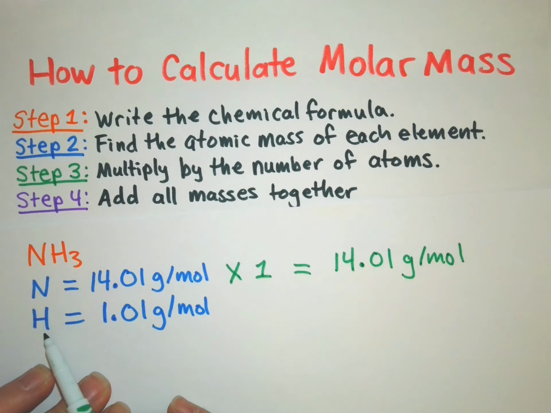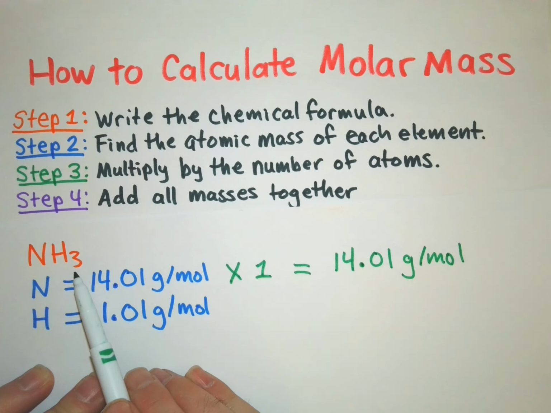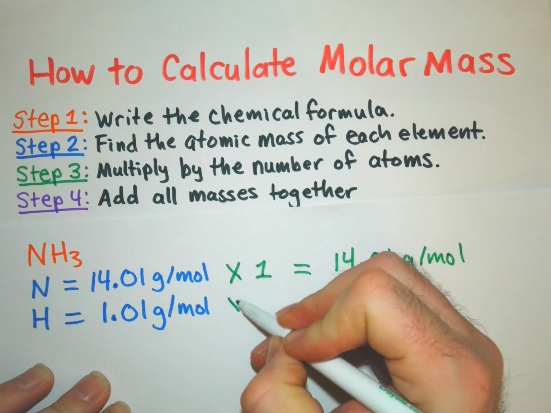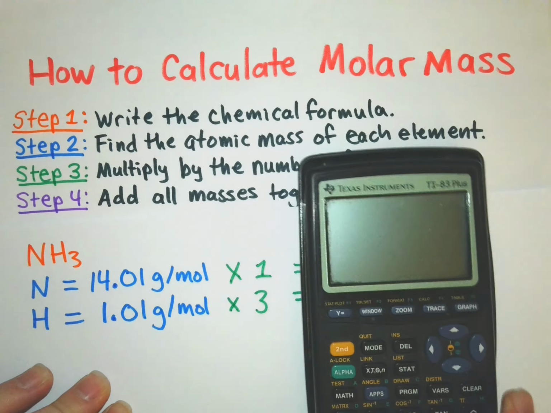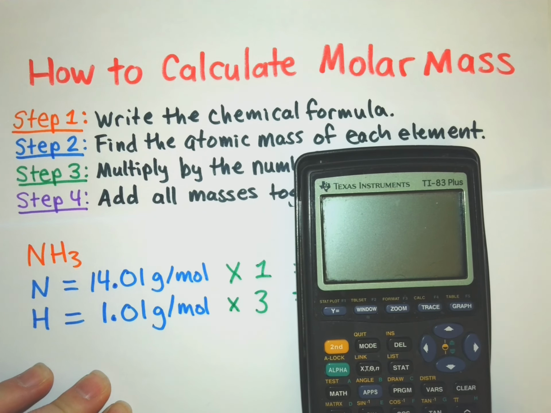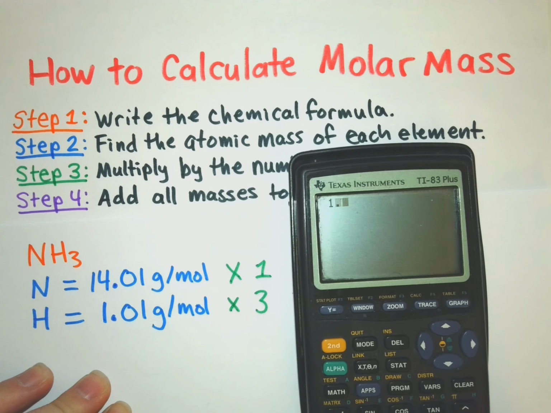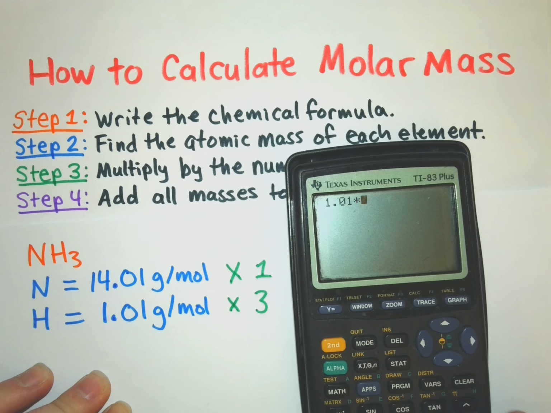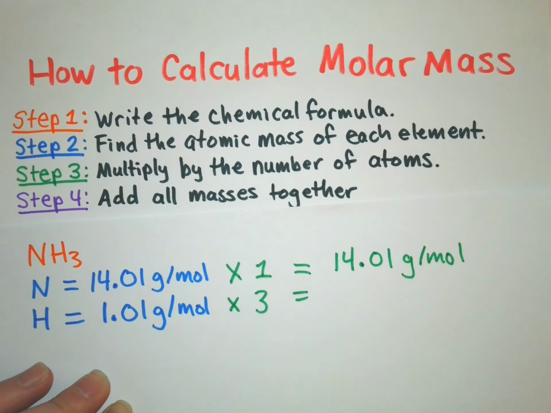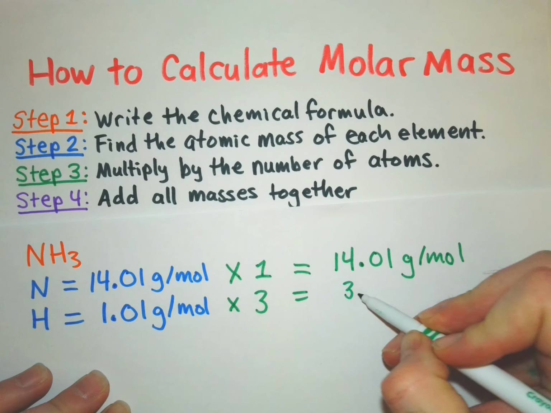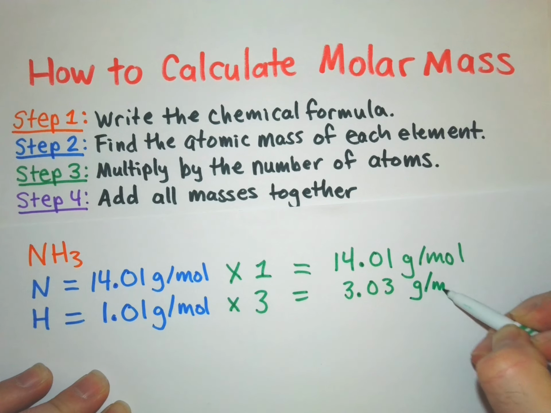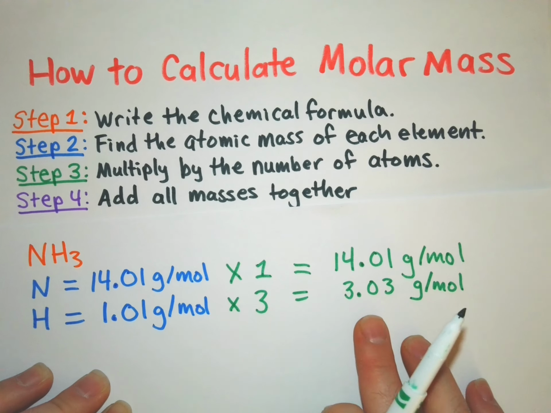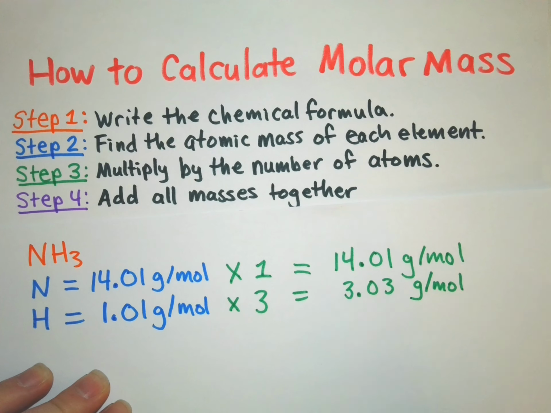All right. For our hydrogen, we see that we have 3 hydrogens. Okay, that's kind of an easy one, but I do recommend using a calculator. So let's turn it back on. 1.01 times 3 is going to give us 3.03. That one's kind of easy, but sometimes they can get a little complicated. And you don't want to make a small mistake and end up with a big wrong answer. So we have 3.03 grams per mole for that.